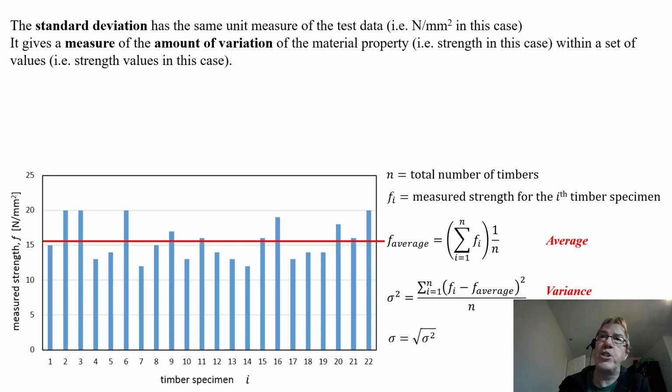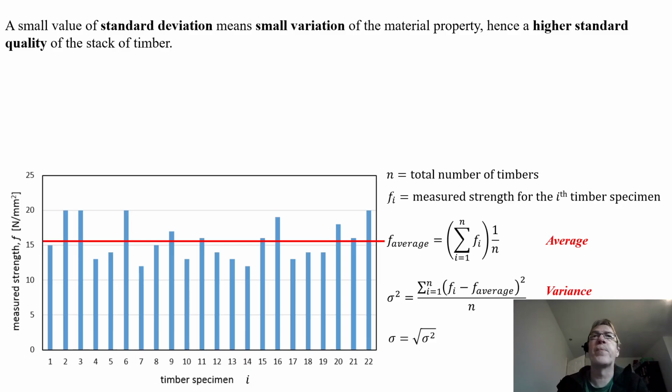The standard deviation has the same unit of measure as the data itself. In this case, it's newtons per millimeter square. It gives a measure of the amount of variation of the material property, i.e. strength in this case, within a set of values. A small standard deviation means a small variation of the material property, hence a higher quality of the material being assessed.